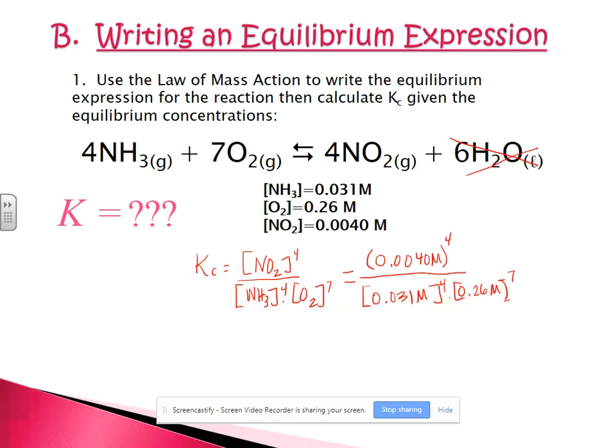When you take 0.0040 and raise it to the fourth power, and again, we do not have to worry about our units in this calculation, so don't stress out over the units, because K is a unitless number. For that part, I get 2.56, which would be 2.6 times 10 to the negative 10.